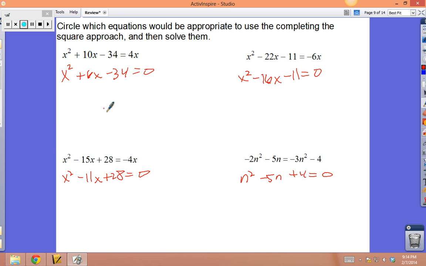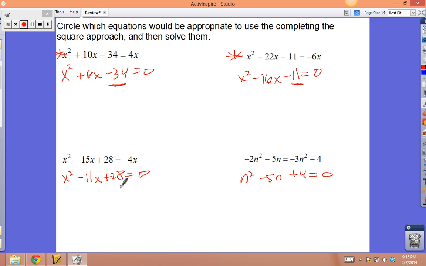Okay, so let's start at the top. What's going to times and give you 34? Add and give you 6. 34 I think only has 1 and 34, 2 and 17. So that's a bad C. This one is going to be complete the square. Times to give you 11, add and give you 16. 11 and 1 are your only options. That's a bad C.